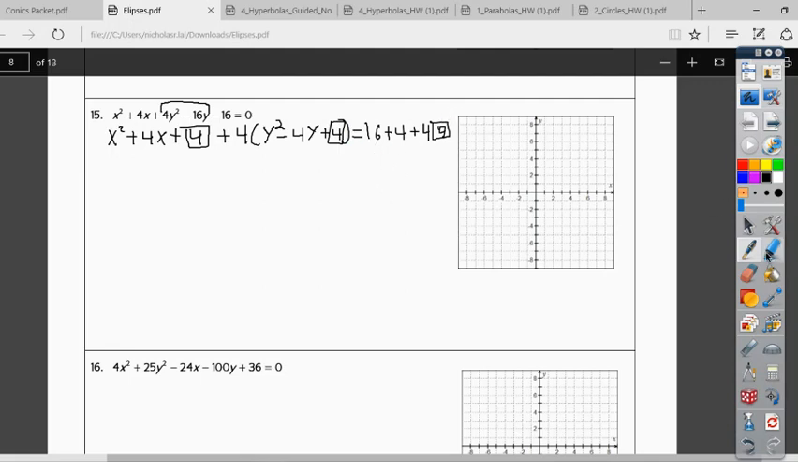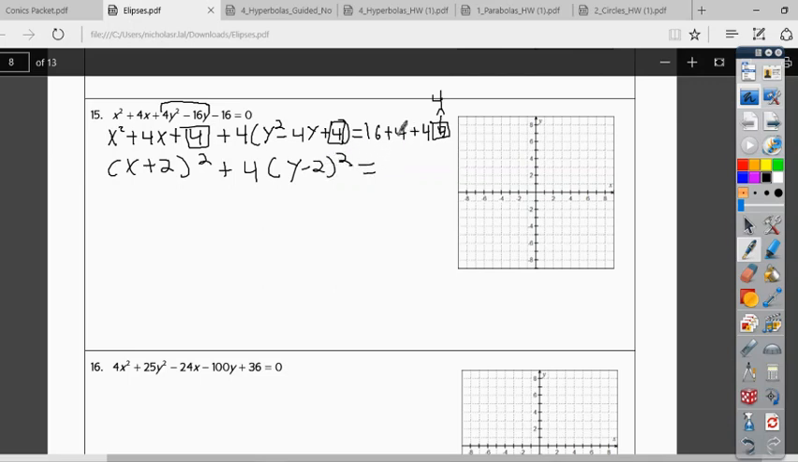So that's a 4 right there. My pen work was sloppy, so that's a 4. So now we simplify. This will be (x + 2) squared when we factor it. This will be 4 times (y - 2) squared when we factor it.